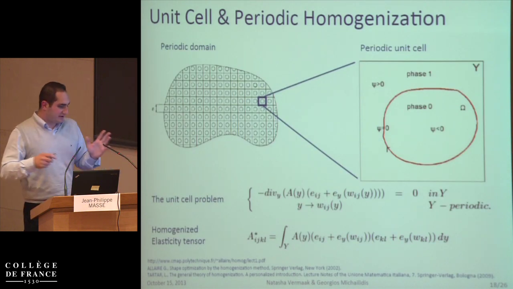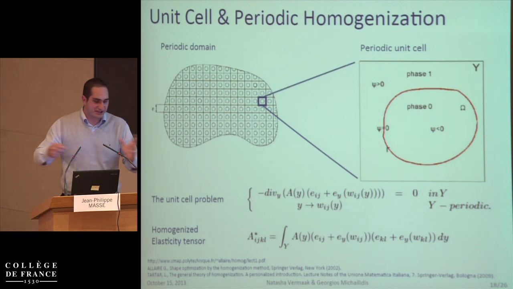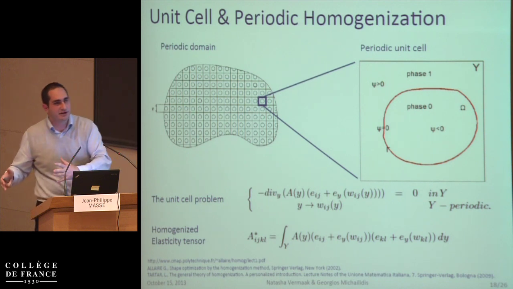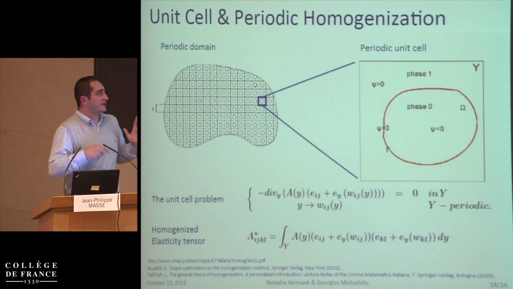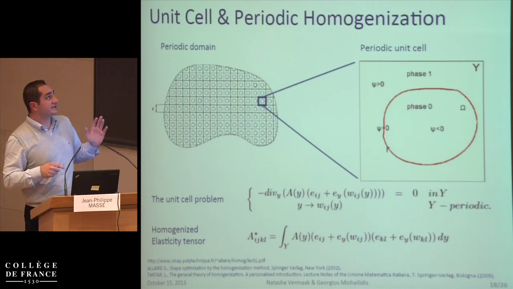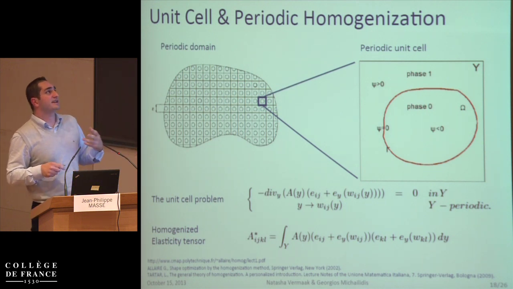So now we have a shape and topology optimization method. That's the combination of the shape derivative and the level set method. And we want to use it in order to optimize some homogenized coefficients using periodic homogenization.